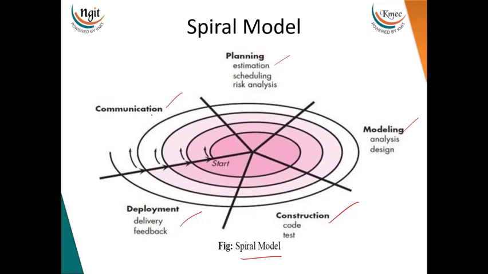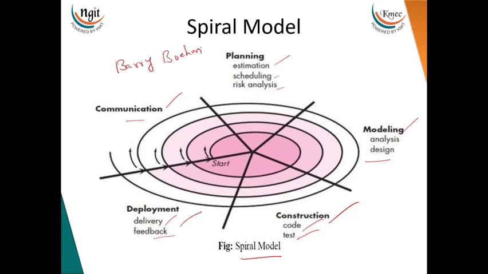As you can see here, in communication we communicate with the stakeholders and gather the requirements. In planning, we estimate, we schedule, and risk analysis is done. In modeling, we design here, and in construction, we write the code and we test it. In deployment, we deliver the product, and we get the feedback from the customer or the stakeholder, right? So especially to talk about this spiral model, it was introduced by Barry Boehm.